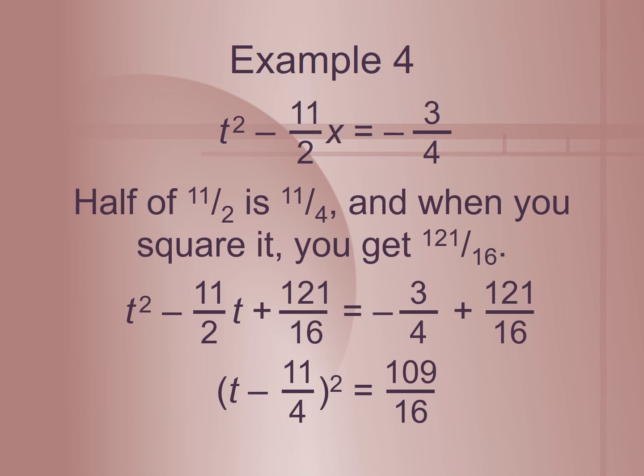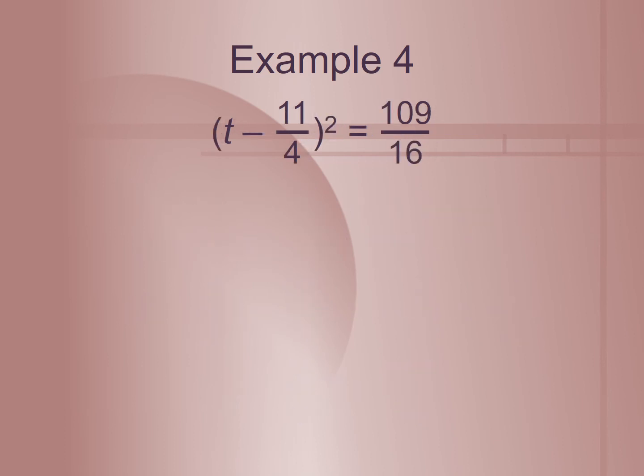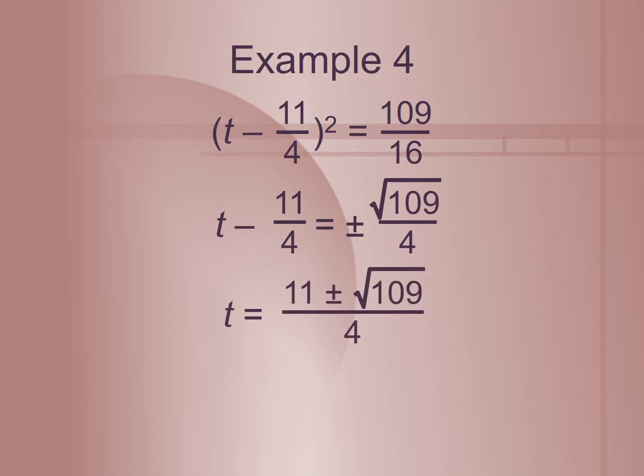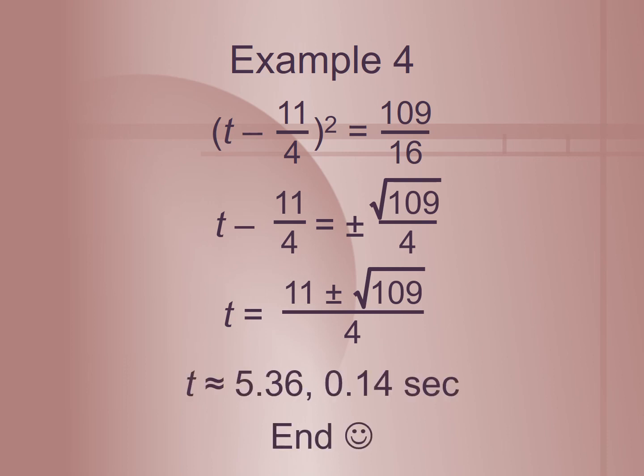I can use my square root property. Square root both sides, getting plus or minus the square root of 109 over the square root of 16. The square root of 16 is 4. Then I'll add 11 over 4 to both sides. The denominator is the same, which means I can write it as one fraction line. So it's either going to be 11 plus the square root of 109 divided by 4, or 11 minus the square root of 109 divided by 4. Getting approximate answers, since we're dealing with seconds, I would say that's 5.36 or 0.14 seconds.